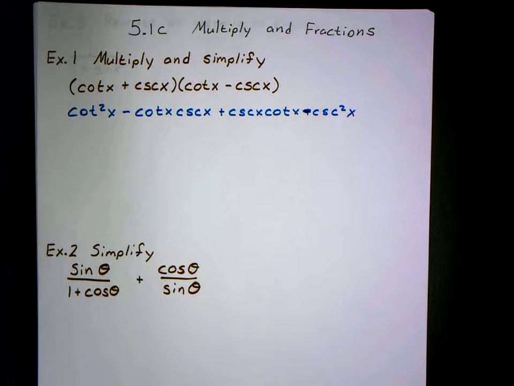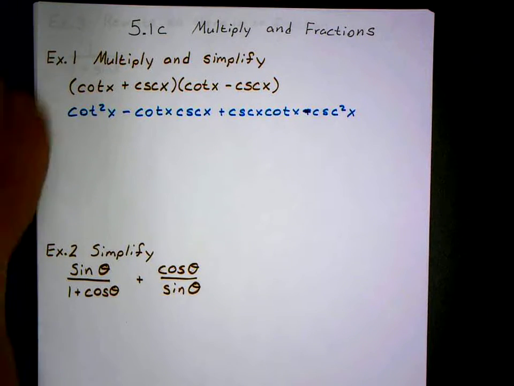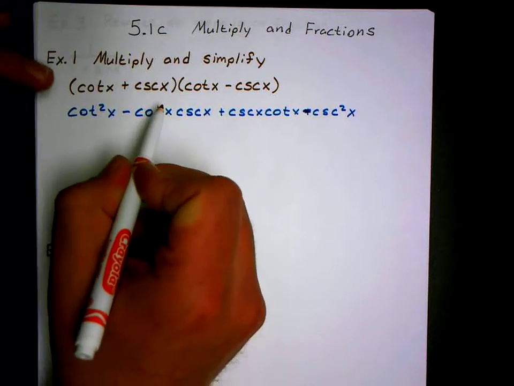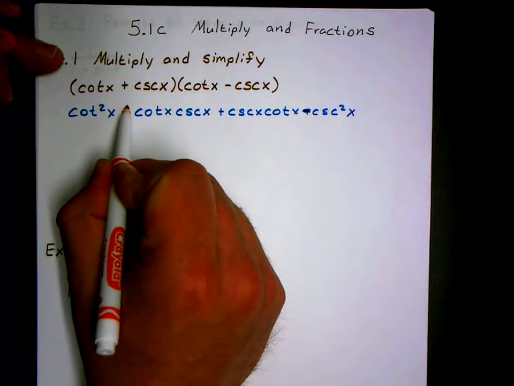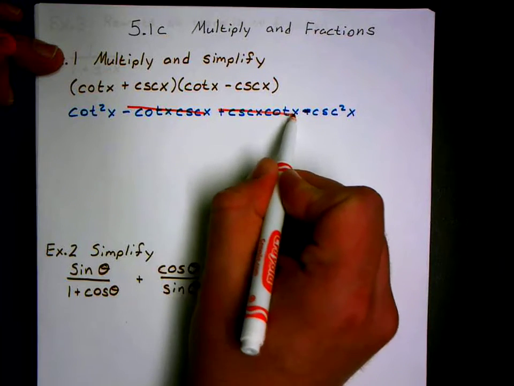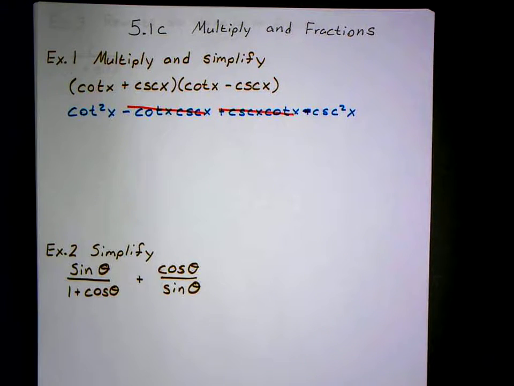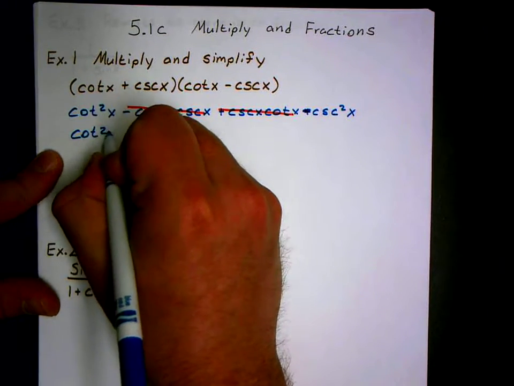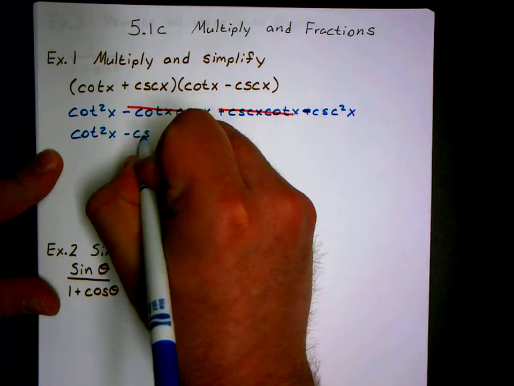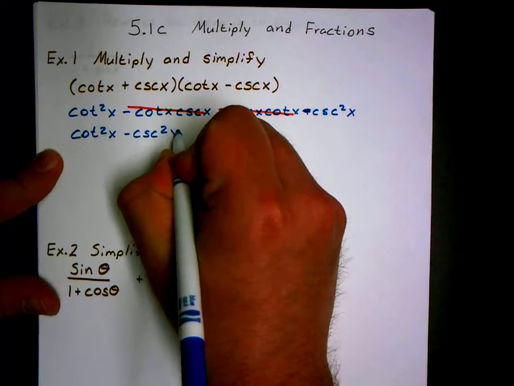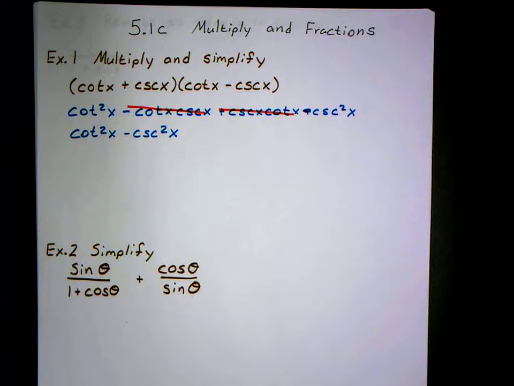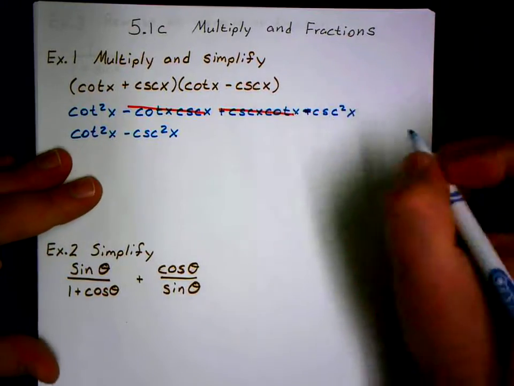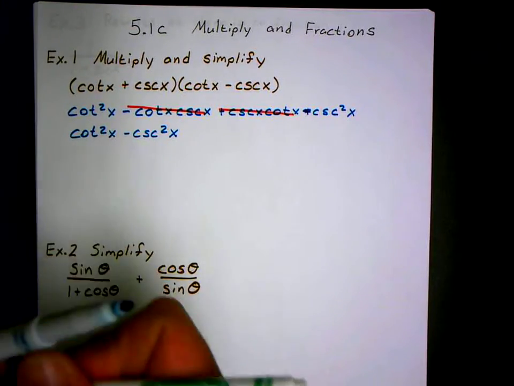Now, if you looked at it beforehand, you could see that this was difference of squares. I just wanted to go through the multiplication process. So these middle two cancel out because one is plus, one is minus, but they're the same two terms. Okay, and then you have a Pythagorean that is this.